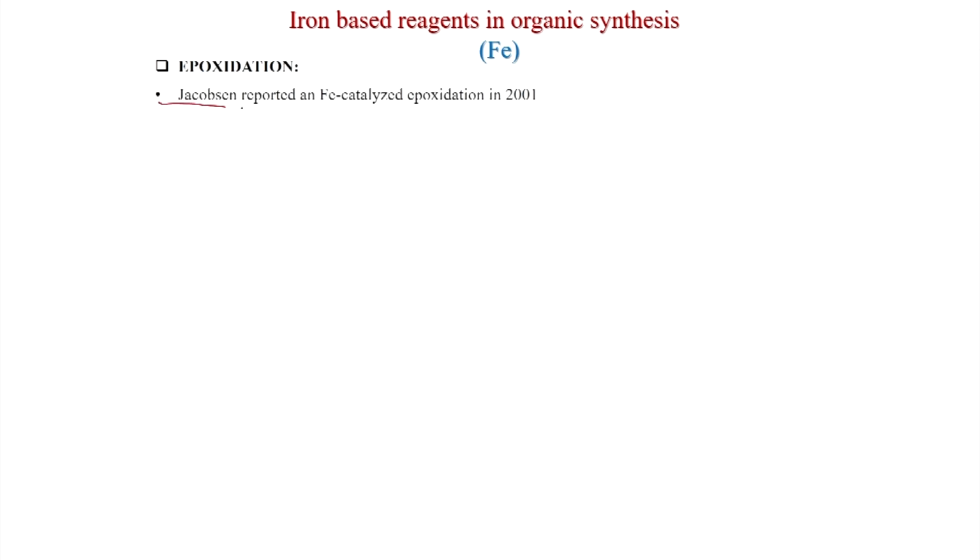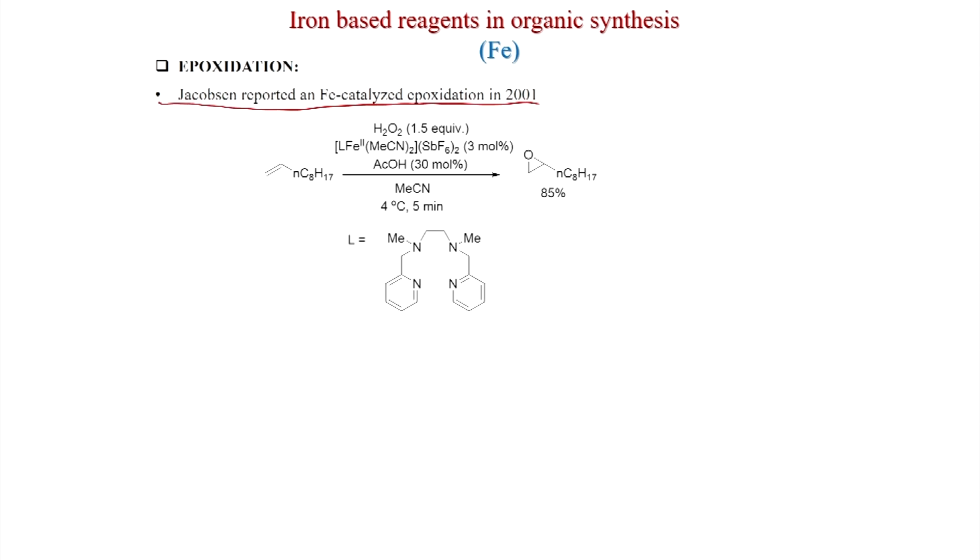Now, we will discuss epoxidation. So, Jacobsen group reported an iron catalyzed epoxidation in 2001. So, this is 1-decene, when treated with hydrogen peroxide 1.5 equivalent, ligand, Fe(MeCN)2(SbF6)2, 3 mole %.